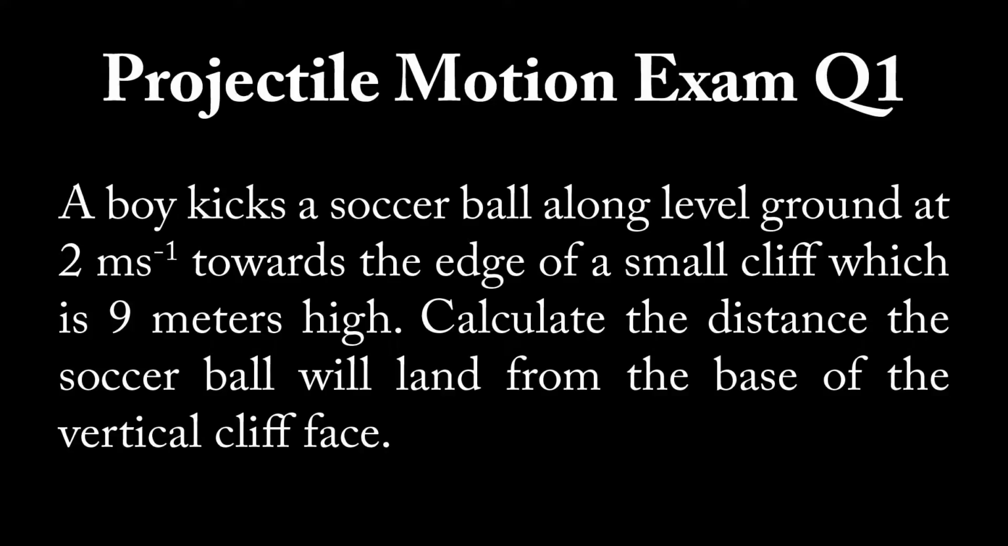This exam question tests your understanding of projectile motion. Let's get started. A boy kicks a soccer ball along level ground at 2 meters per second towards the edge of a small cliff, which is 9 meters high. Calculate the distance the soccer ball will land from the base of the vertical cliff face.